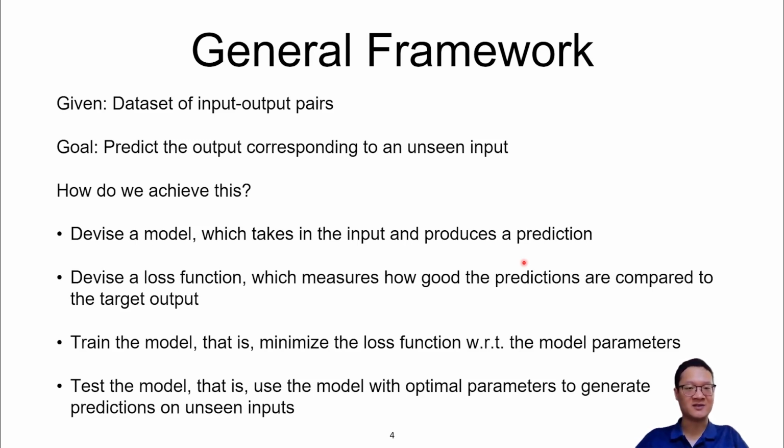Next, we devise a loss function, which measures how good the predictions are compared to the target output. And then we train the model. By training, we minimize the loss function with respect to the model parameters in order to determine the optimal model parameters. Finally, after training, we test the model. Testing means we use the model with the optimal parameters determined from training to generate predictions on unseen inputs.